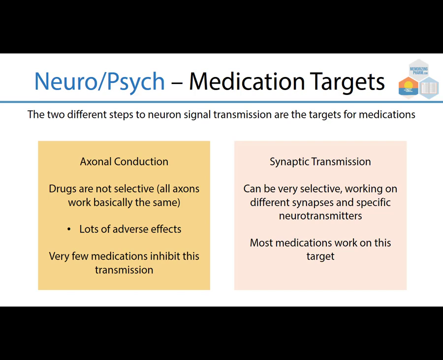On the other side, with synaptic transmission, there are drugs like the selective serotonin reuptake inhibitors that affect serotonin, or serotonin-norepinephrine reuptake inhibitors that affect serotonin and norepinephrine. They can be really selective, working on different synapses and specific neurotransmitters, and most medications work this way because we want something selective rather than something that is not selective.